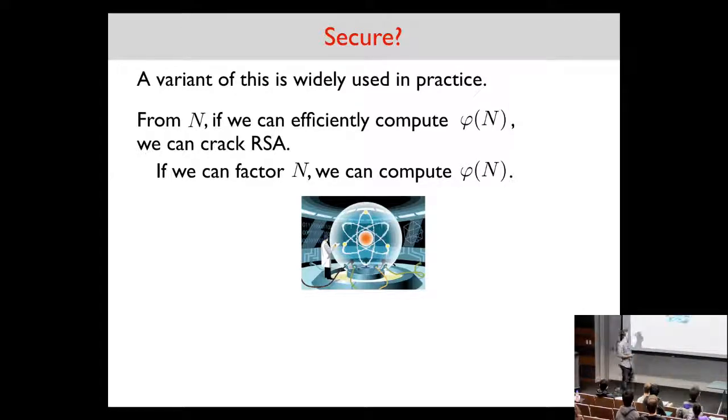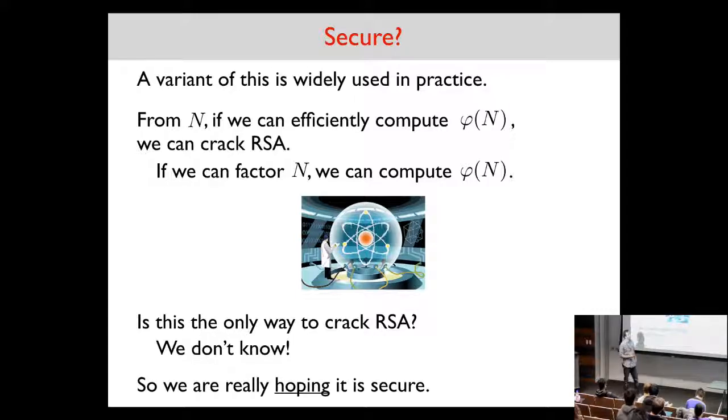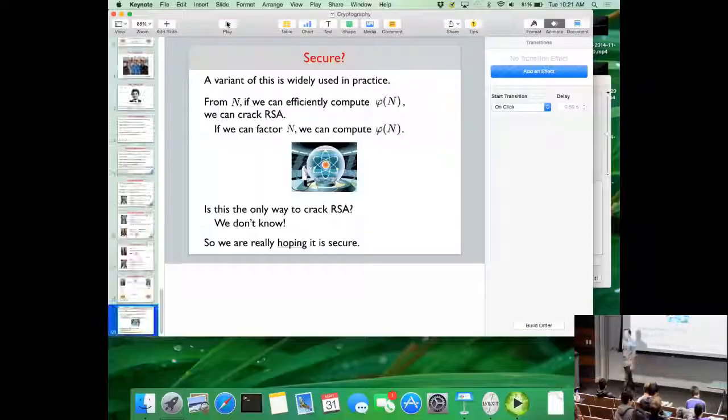Here's the thing, quantum computers can factor efficiently. So if you can build a quantum computer, you can break these systems. You can ask, is this the only way to crack RSA? We don't know this actually. It could be the case that you crack RSA, but at the end of the day, you don't come up with an efficient factoring algorithm or an efficient way to compute phi of n. So there can be other ways to crack this. So we're really hoping that it's secure. All right, thank you.